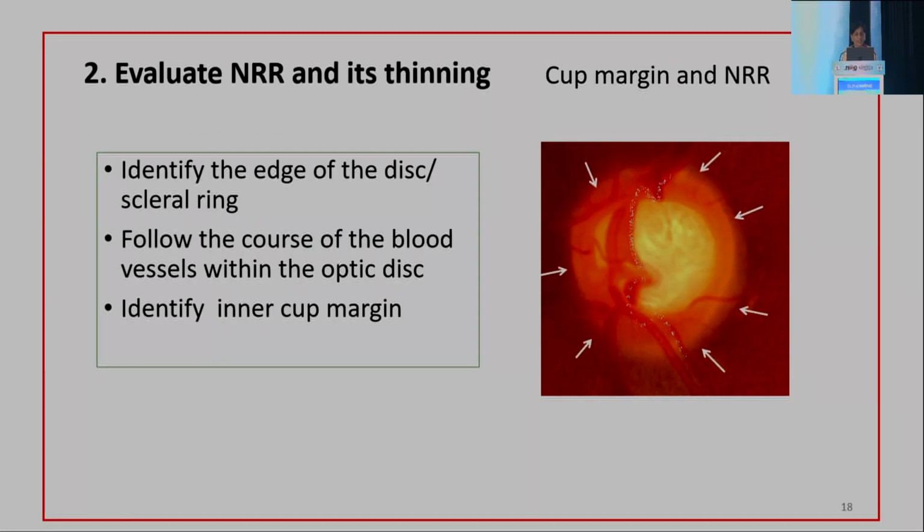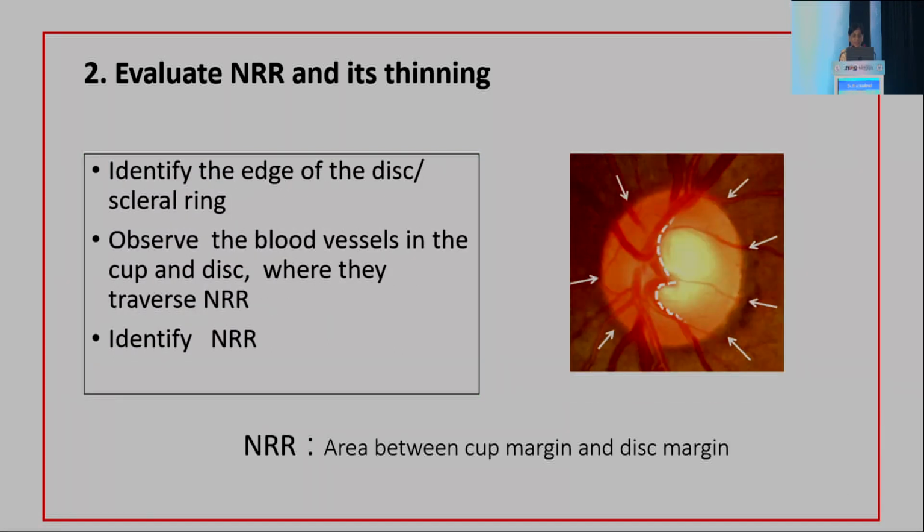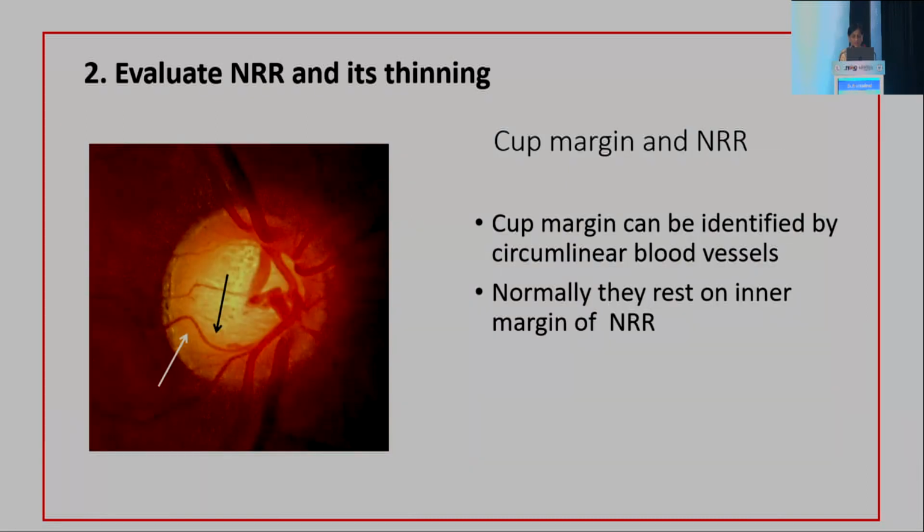Now identify the NRR and staining. You need to identify the age of the disc, follow the course of the blood vessels where they go over the NRR, and identify the inner margin of the cup. Similarly, again, identify where the vessels traverse the optic nerve and identify the disc margin and NRR.